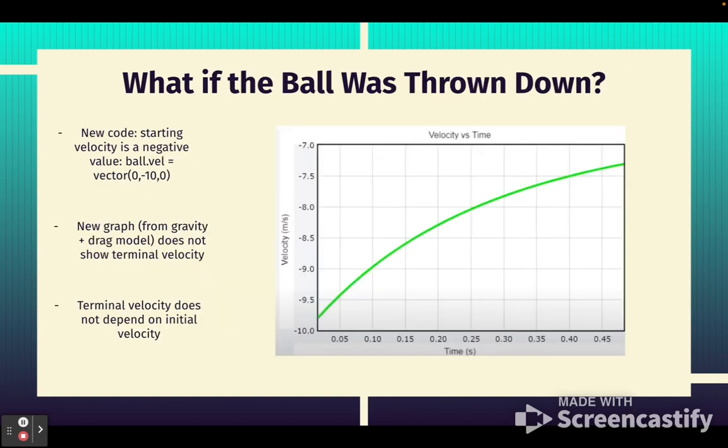What if the ball was thrown down? If the ball was thrown down, our new code would start velocity as a negative value, and it would be negative 10 meters per second in the y direction. The new graph from the gravity and drag model does not show terminal velocity. As you can see to the right, terminal velocity does not depend on initial velocity.